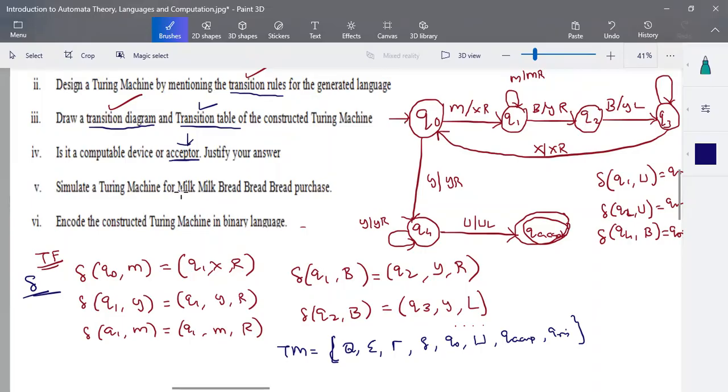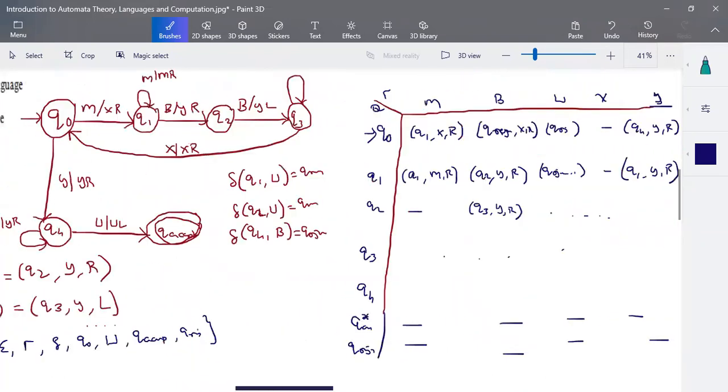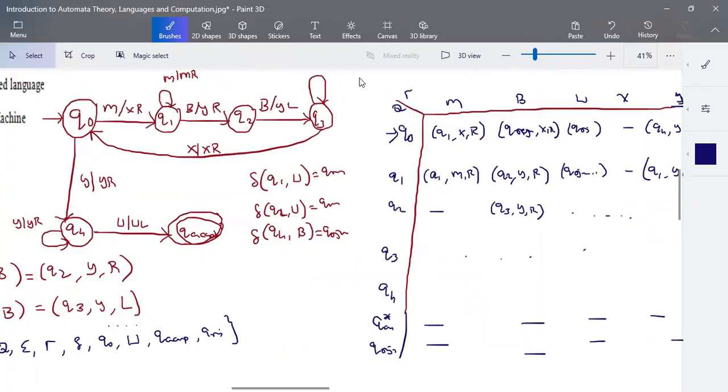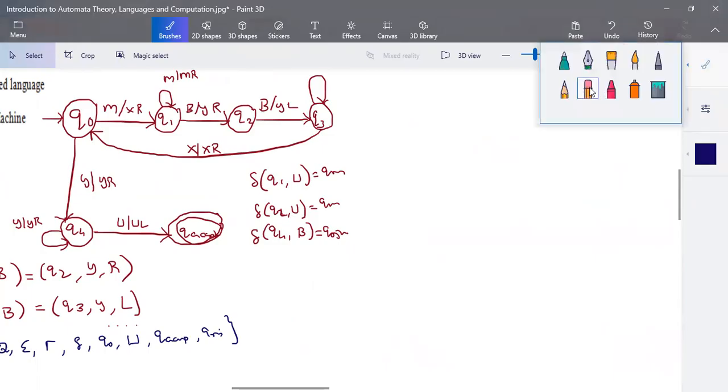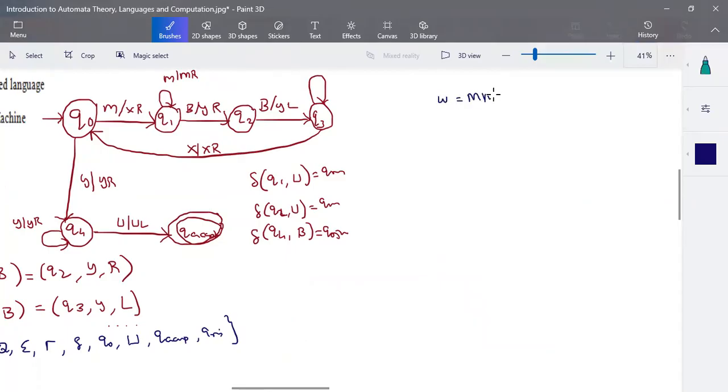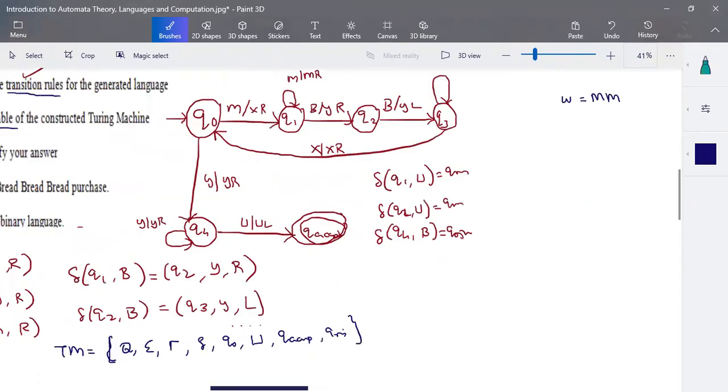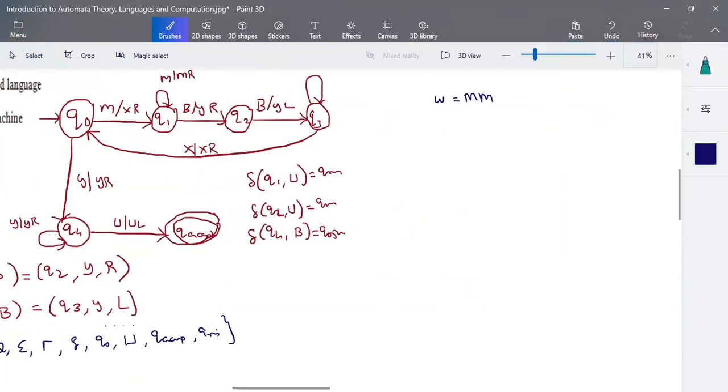Now we have to simulate a Turing machine for bread purchase. So it is nothing but how to write an instantaneous description for some input. I'll just erase this table, and I'll take the given example. The given input example is milk followed by 3 bread purchase. When you want to check whether this is accepted or not, you have to simulate your Turing machine and write your instantaneous description for it.